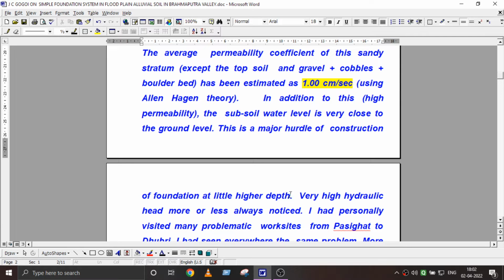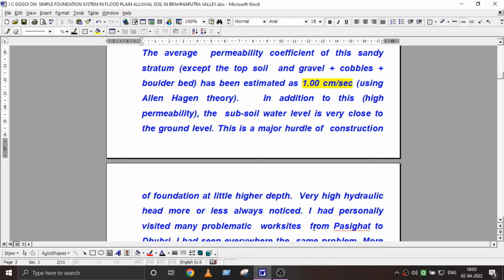So this particle shall be lifted up. If the hydraulic head, the difference of water level, is 1 meter, then there shall be no upliftment of fine materials. Since it is more than 1, automatically all the fine particles shall be lifted up.